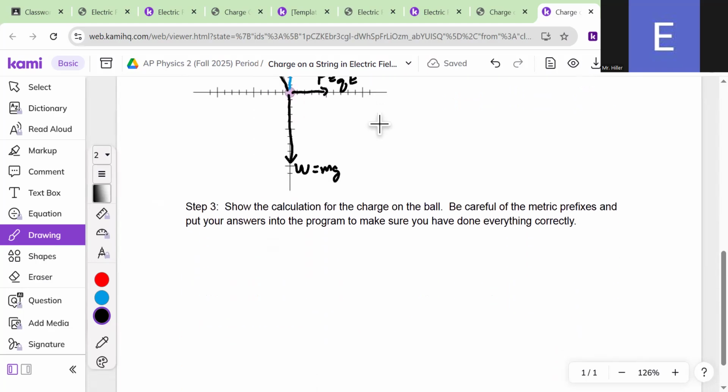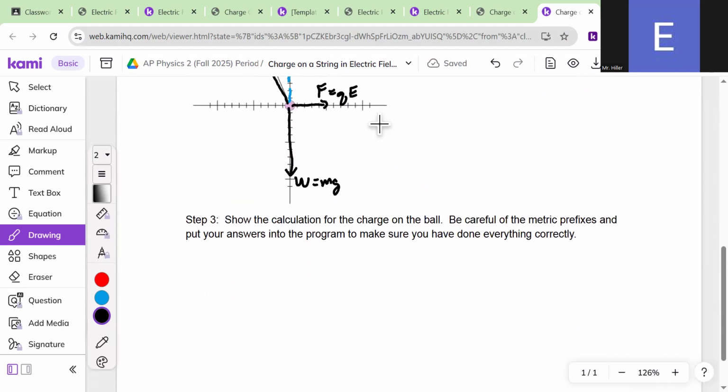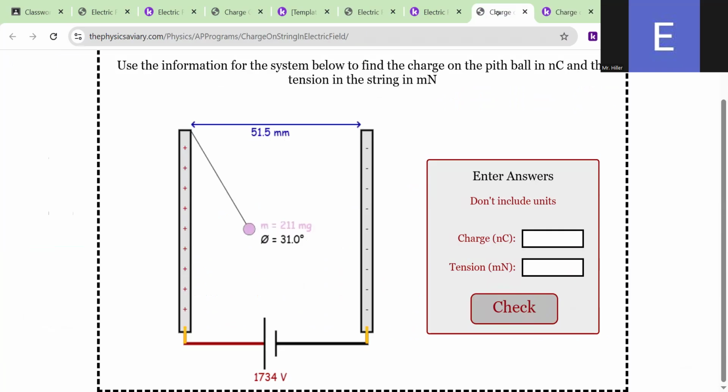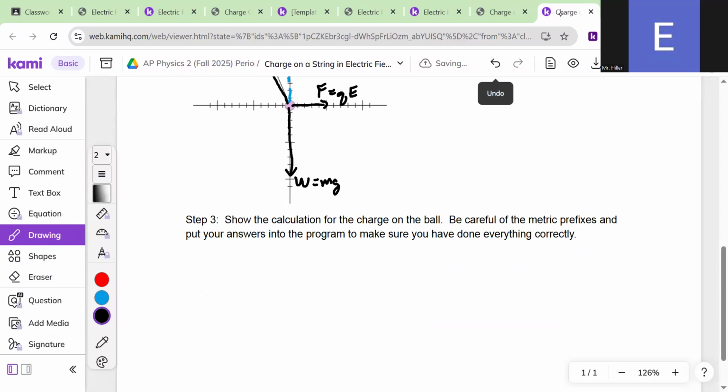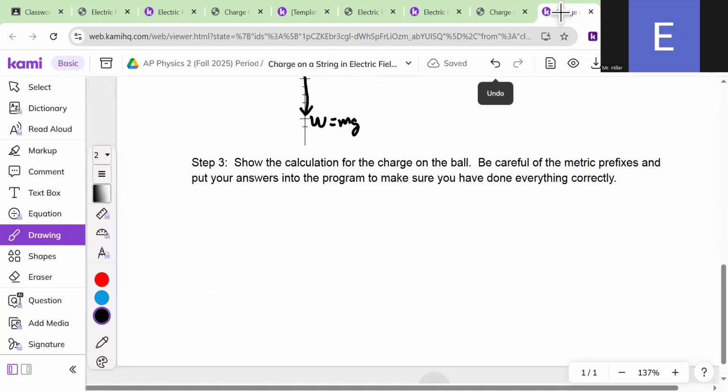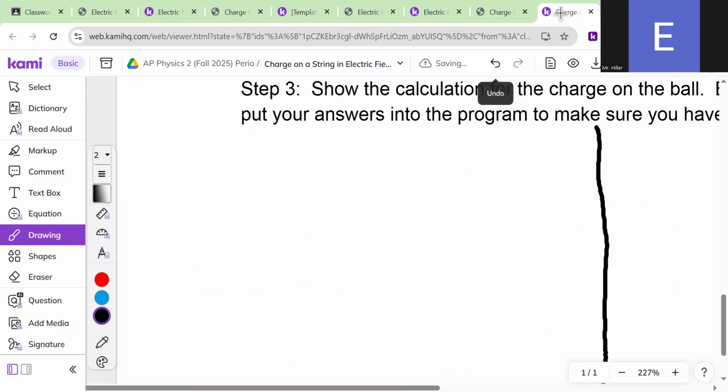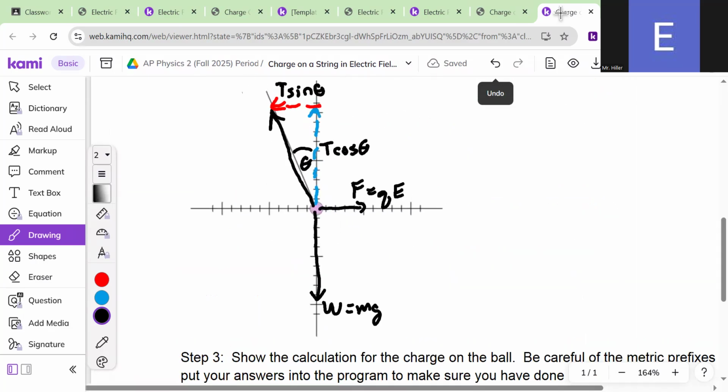Okay, so for step 3, we need to show the calculations for the charge on the ball. And then ultimately, we've got to come back and find the tension. So I'll do 2 calculations here. I'm going to perform a system of equations, substitution, to get rid of tension. And then we will solve for charge. Well, I have 2 equations here. My first one is force going left equals force going right.